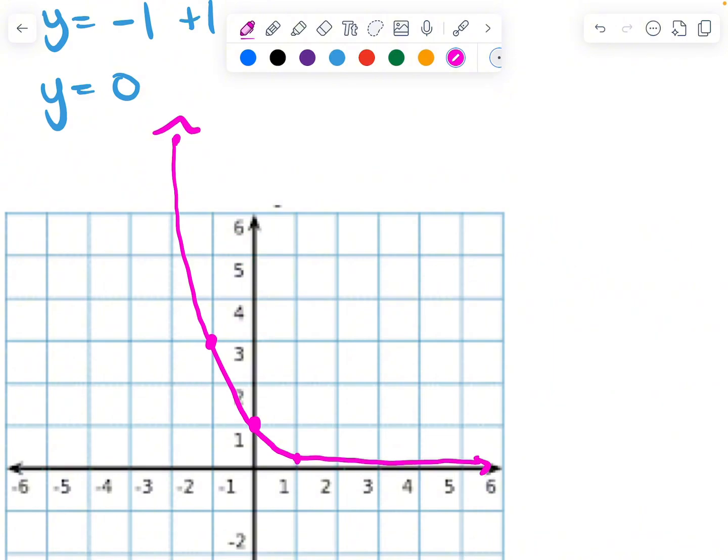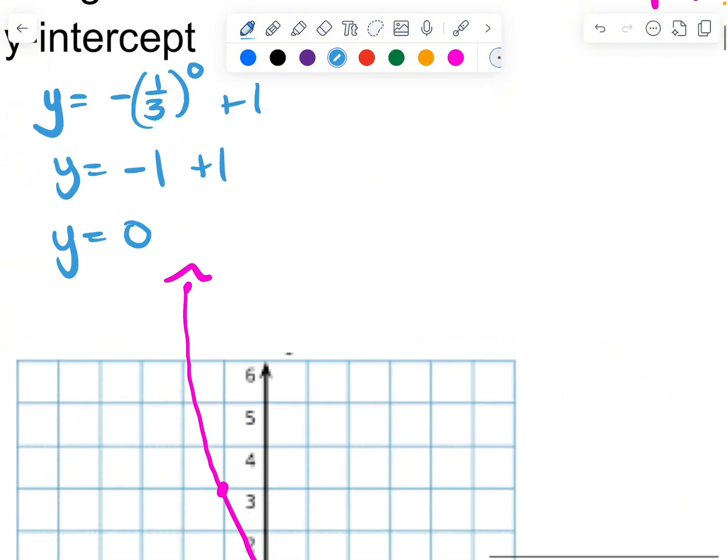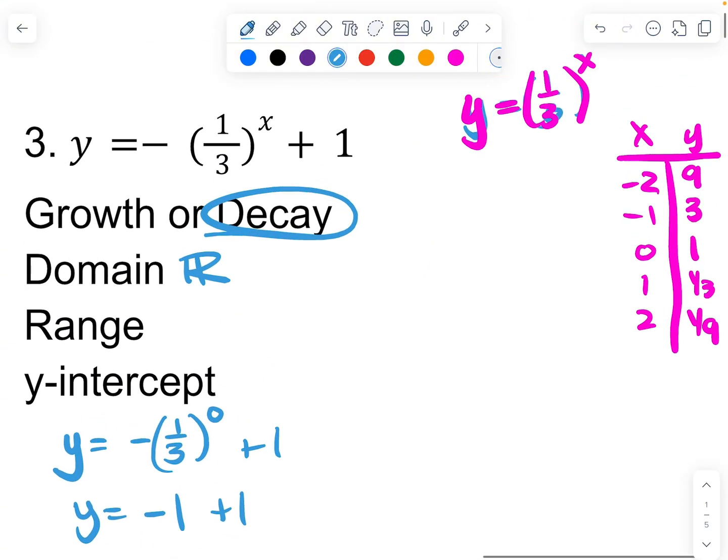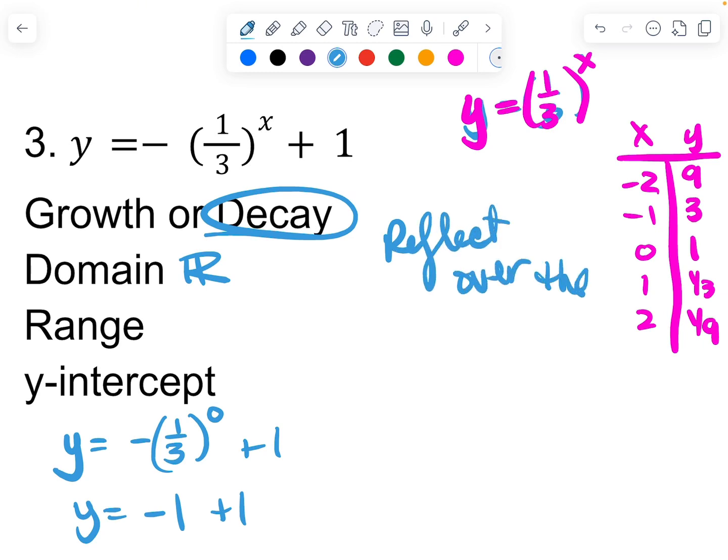Okay, I know it's not perfect. That's okay. This one says that I'm going to reflect over the x-axis, and then I'm going to go down. Oh, nope, I'm not going down. I'm going to go up 1.